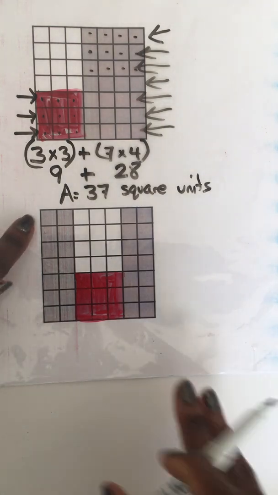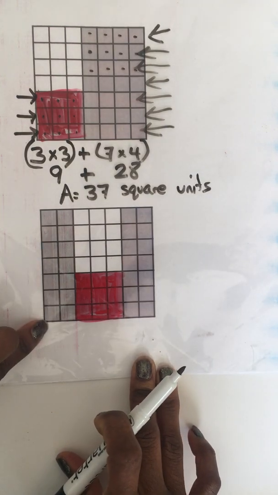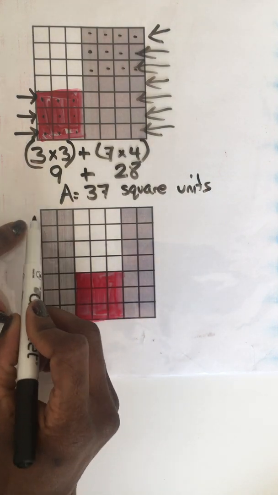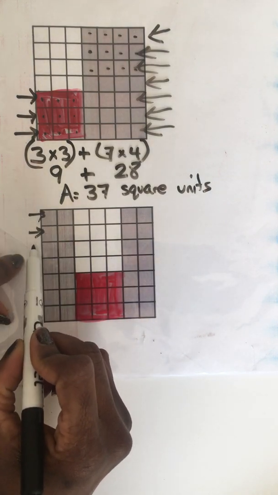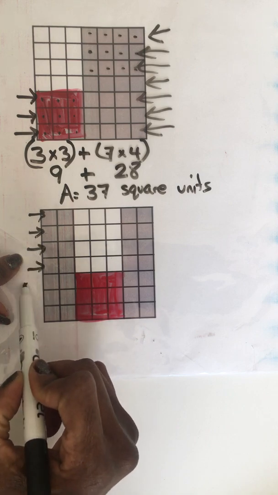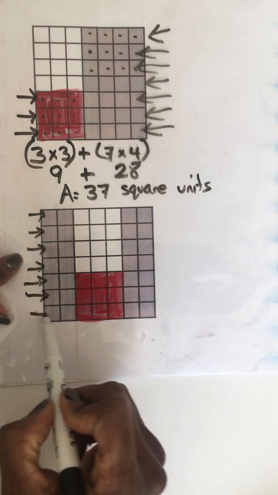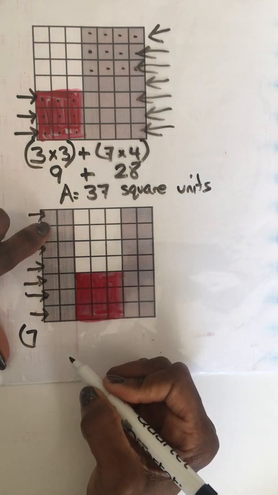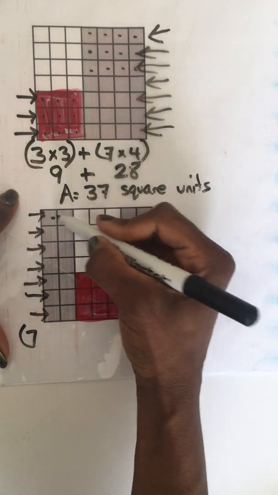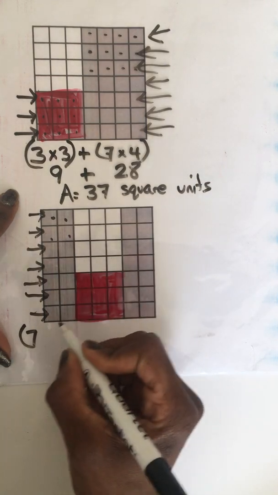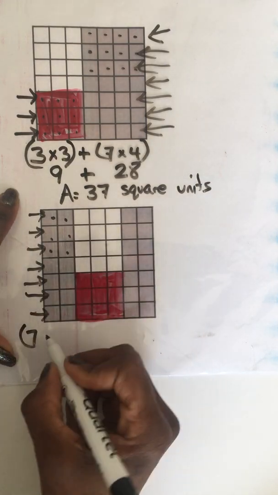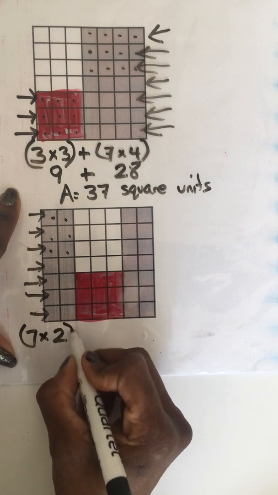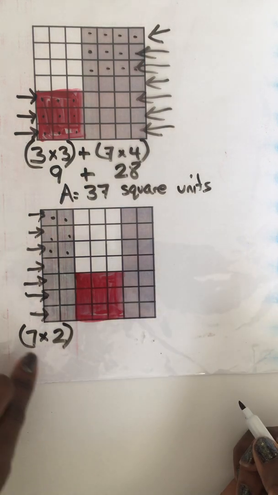Okay? I'm first going to find the area of my first shape. That's this long rectangle. How many rows do I have? 1, 2, 3, 4, 5, 6, 7. 7. And how many square units in each row? 1, 2. So I have at least 2 square units in each row. 7 times 2 makes up my first equation.